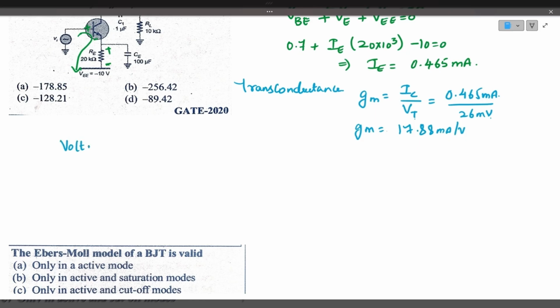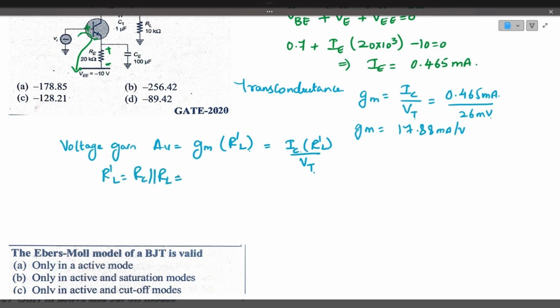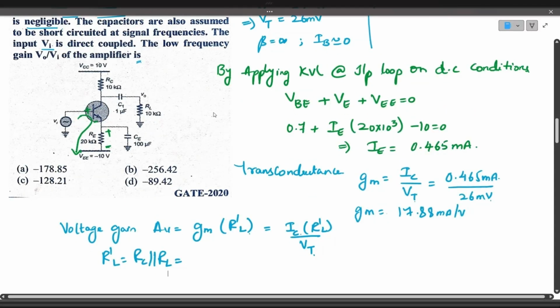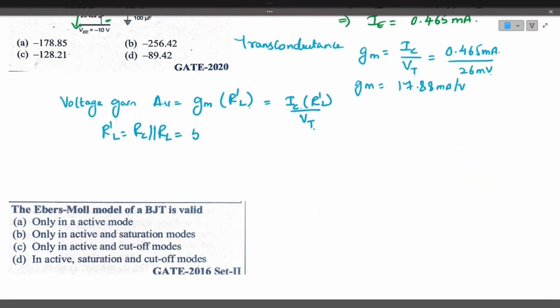The voltage gain AV can also be written as GM multiplied by load resistance R dash L. Why? Because GM is nothing but the output collector current multiplied by output load resistance divided by input thermal equivalent voltage Vt. So it can be written. Here R dash L is nothing but the collector resistance in parallel with the load resistance, which is 10 kilo ohms in parallel with 10 kilo ohms, which is 5 kilo ohms.